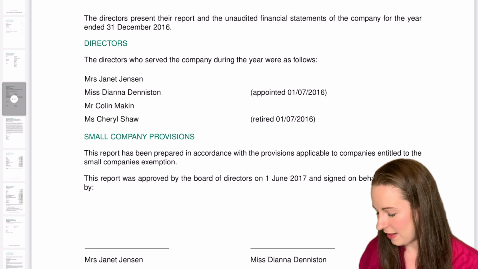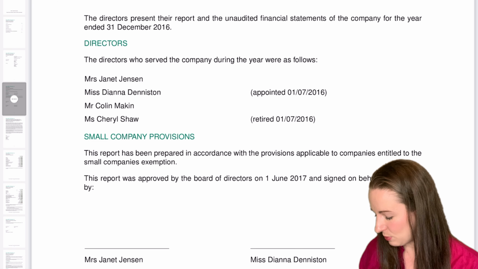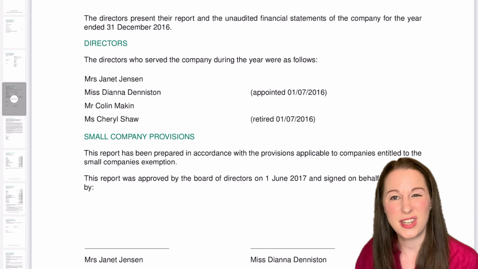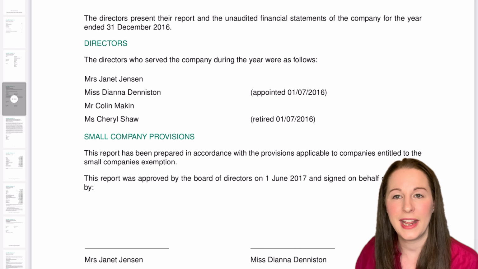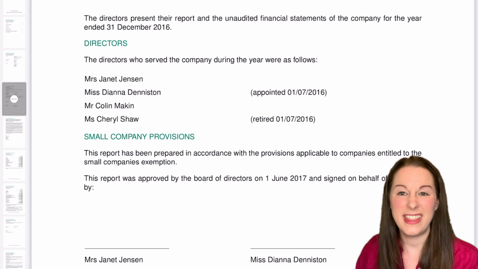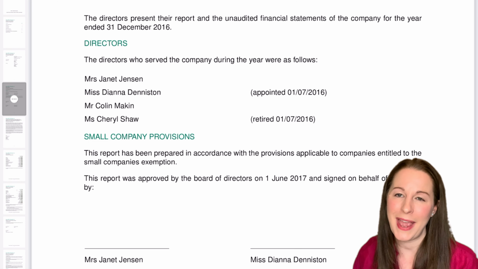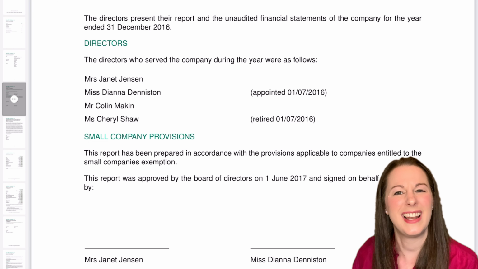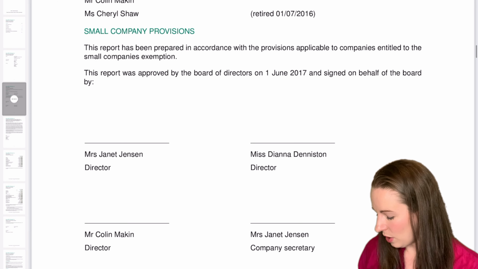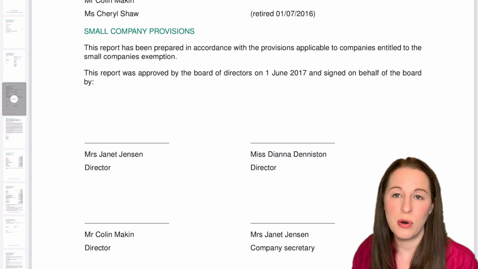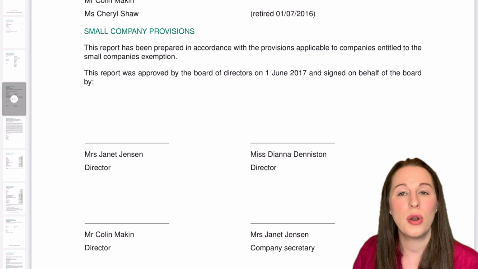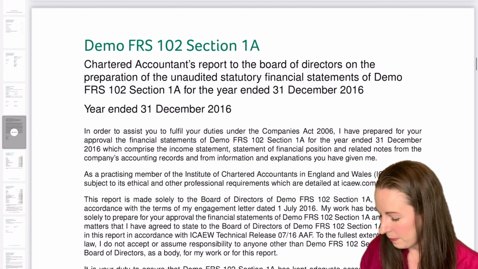And as you can see, it's saying that we prepared them in accordance with these provisions, that we're entitled to those small company exemptions. And this is one of those standard lines that you would expect to see in your set of accounts, because this is a legal requirement. Then you will sign the director's report, one or multiple directors, depending on what you want to be doing.